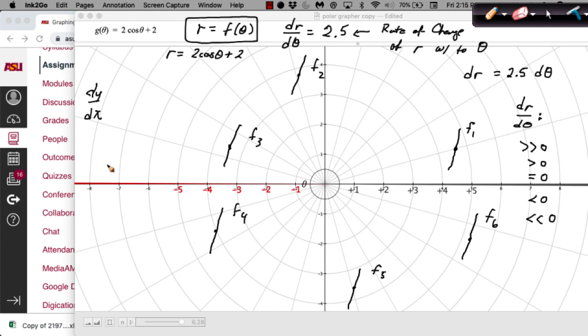Big positive, right? For a small change in x, you get a large change in y, and it's the same for all of them. But you're going to find that dr d theta varies greatly for all these. You're going to be choosing from all these in different examples.